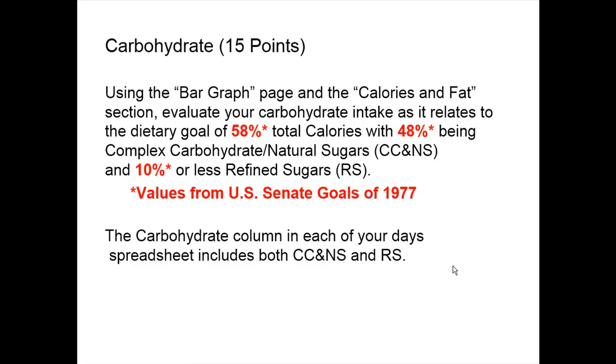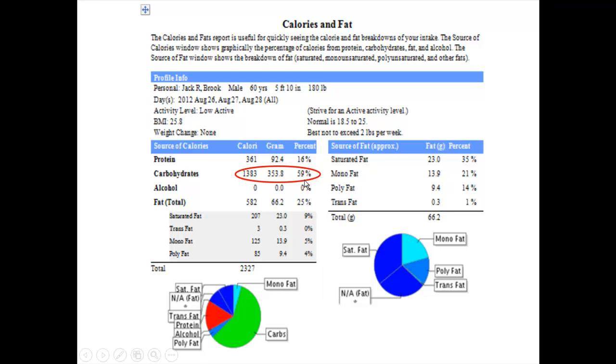So let's go through and see if I can help clear up how we are going to do our carbohydrates. There is a lot of math to this, a lot of calculations to do, so I'll do my best to try to explain them, but I'm always available if this doesn't make sense. So the first thing we're going to do, again, our goal is to be at 58% total carbohydrate. Well, and these are my numbers. I'm at 59%, which is good.